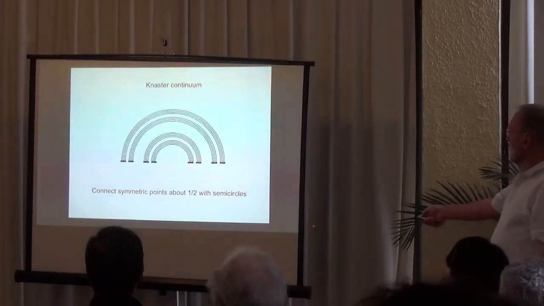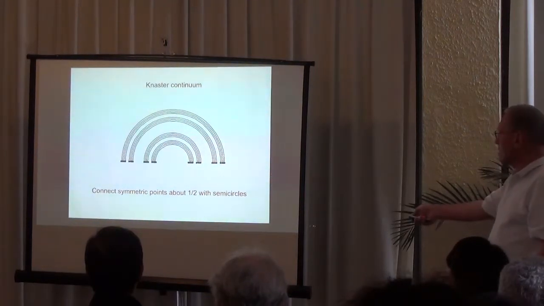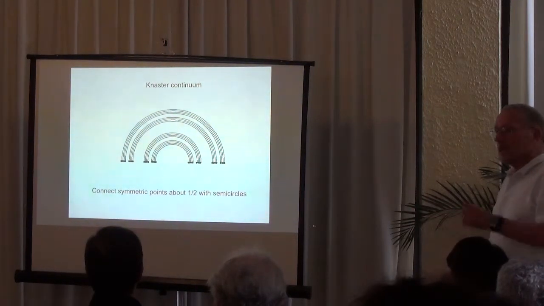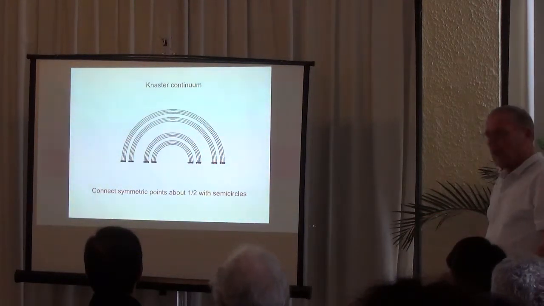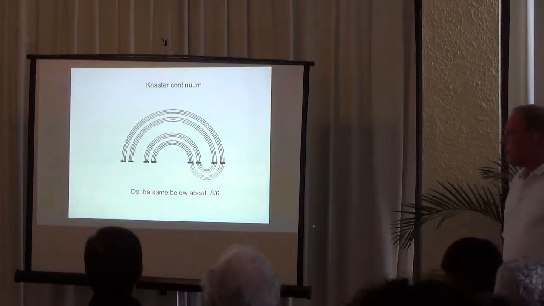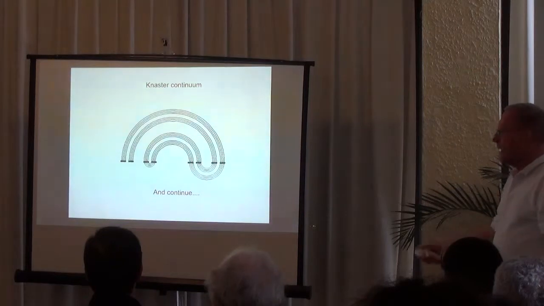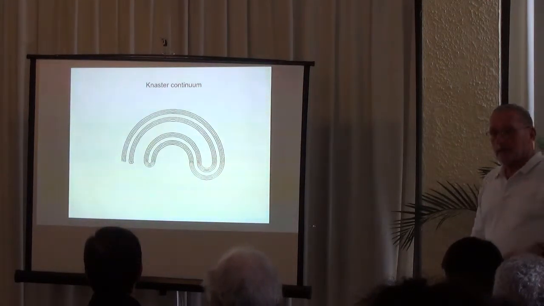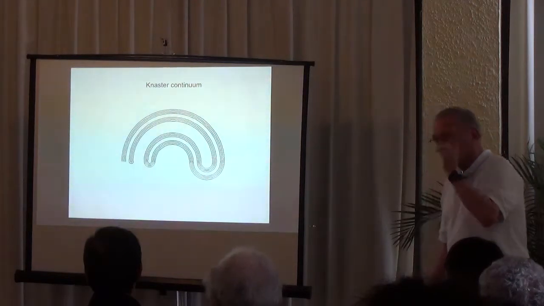Okay, well, now over here on the right, you see another smaller copy of the Cantor set, symmetric about this point here. I'll do the same. I'll connect any symmetrically located points here with semicircles that lie in the lower half. And then there's another Cantor set here, do the same thing there, and on and on and on. And in the limit, you've got what's called the canaster continuum.